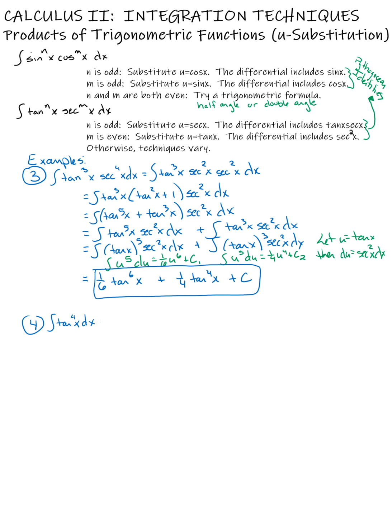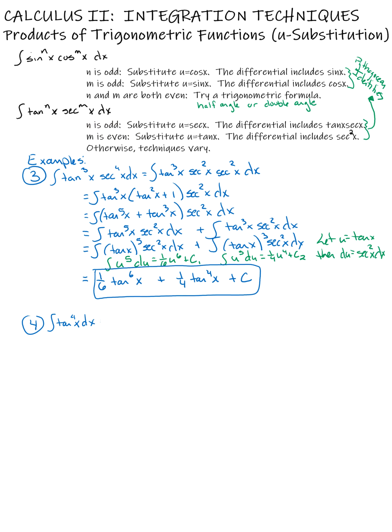Let's take a look now at example number 4. We're going to integrate tangent to the fourth of x dx. So in this case, I just have an n value, which is 4. That is not even. All right, so that's not going to work. And of course I don't have an m value. Even if I considered 0 as the exponent on secant, it's still not.